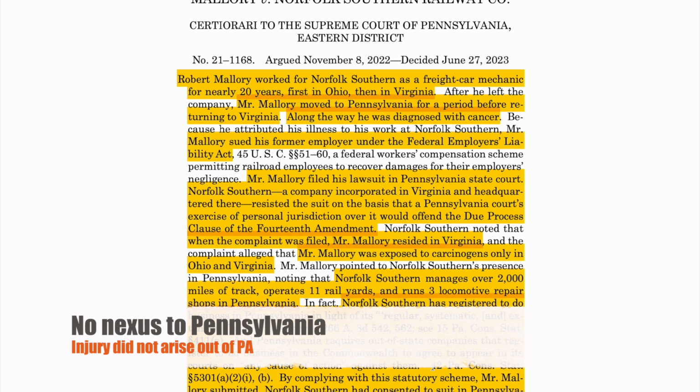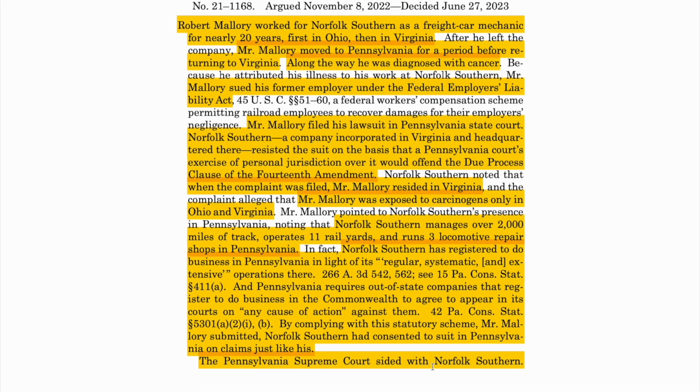When the complaint was filed, Mr. Mallory resided in Virginia. Mr. Mallory was exposed to carcinogens only in Ohio and Virginia. Norfolk Southern manages over 2,000 miles of track, operates 11 rail yards, and runs 3 locomotive repair shops in Pennsylvania. In fact, Norfolk Southern has registered to do business in Pennsylvania in light of its regular, systematic, and extensive operations there. And Pennsylvania requires out-of-state companies that register to do business in the Commonwealth to agree to appear in its courts on any cause of action against them. By complying with this statutory scheme, Mr. Mallory submitted that Norfolk Southern has consented to suit in Pennsylvania on claims just like this.